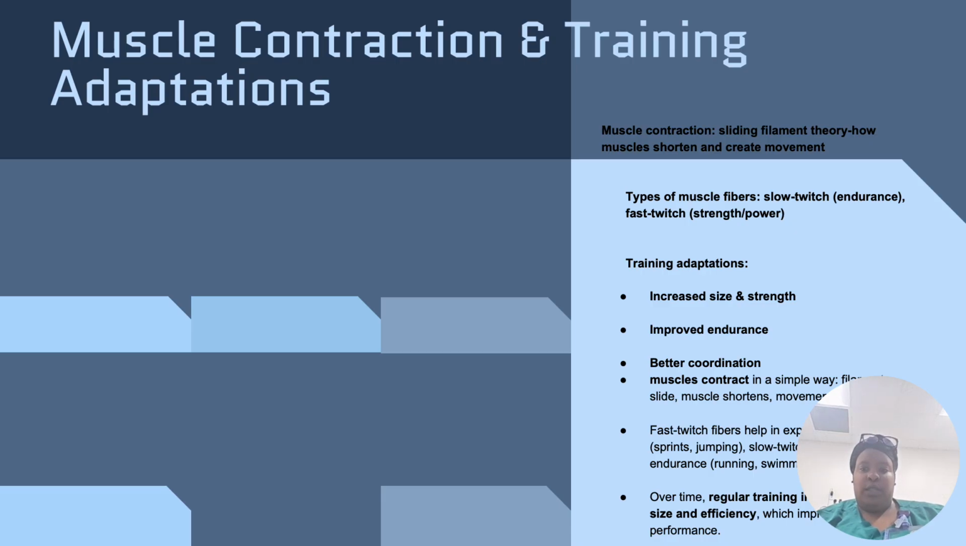The way muscle works is that muscles contract through what we call the sliding filament theory. The muscle fibers slide past each other and shorten, creating movement. We also have 2 main types of muscle fibers. You have the slow twitch fibers, which are used for endurance and activities like distance running. And then you have your fast twitch fibers, which help with powerful movements like sprinting or jumping. With consistent training, muscles adapt, they grow stronger, improve endurance, and coordinate movements more efficiently.